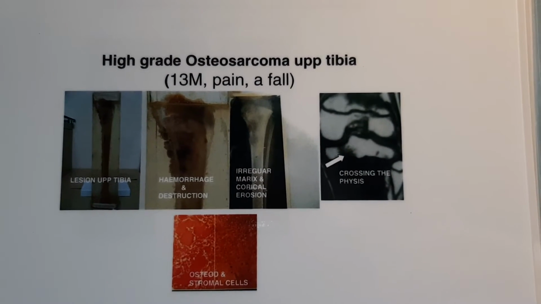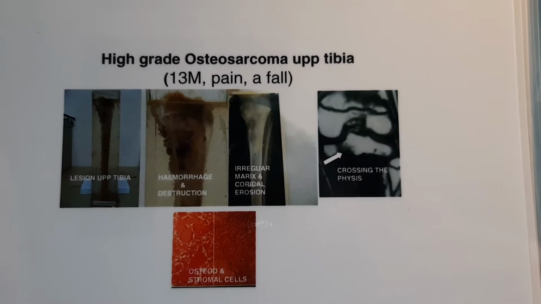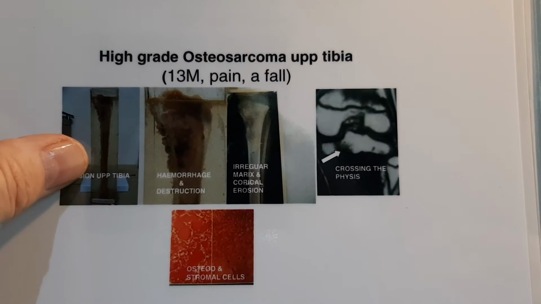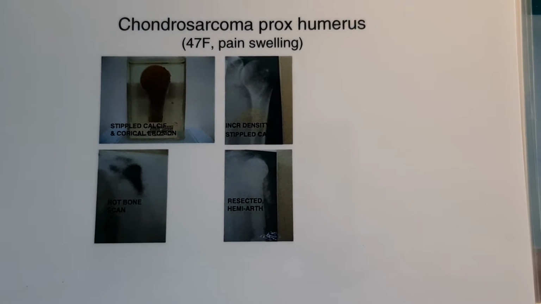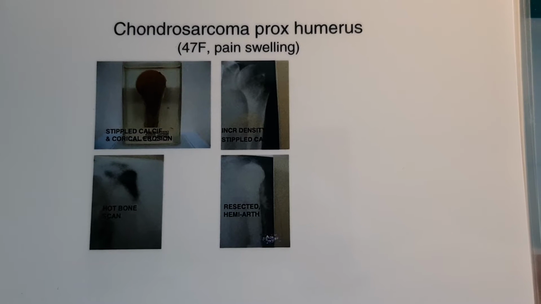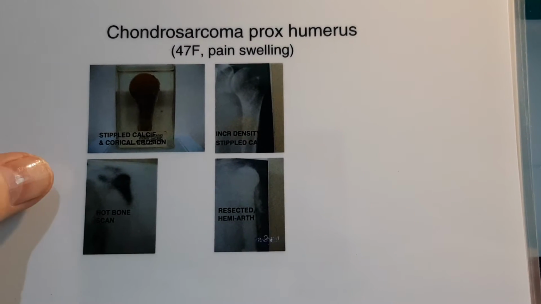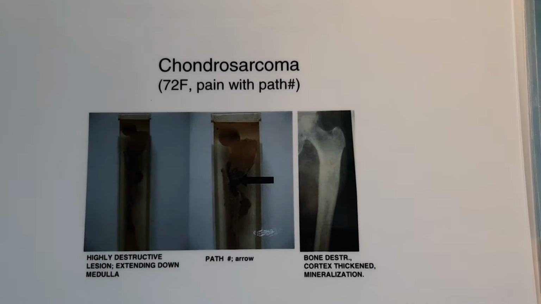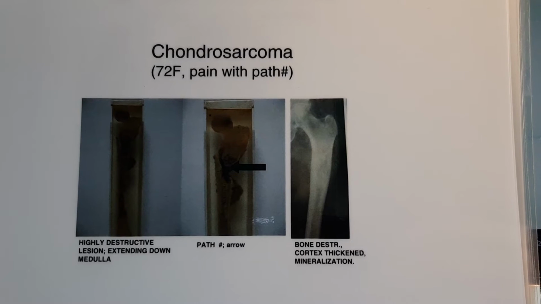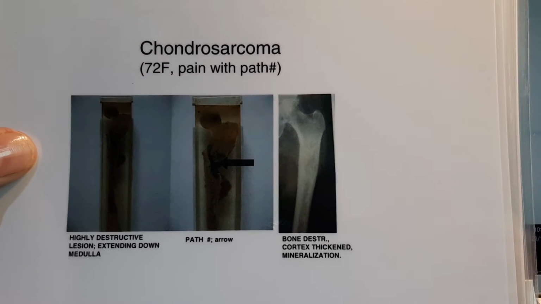High-grade osteosarcoma, upper tibia. Read the legends carefully. Pathology pot, imaging and histology here. Chondrosarcoma, proximal humerus, unusual, but you do see cases in a large population. Pathology pot, X-ray, imaging, operation shown. Another case of chondrosarcoma, complicated by pathological fracture.